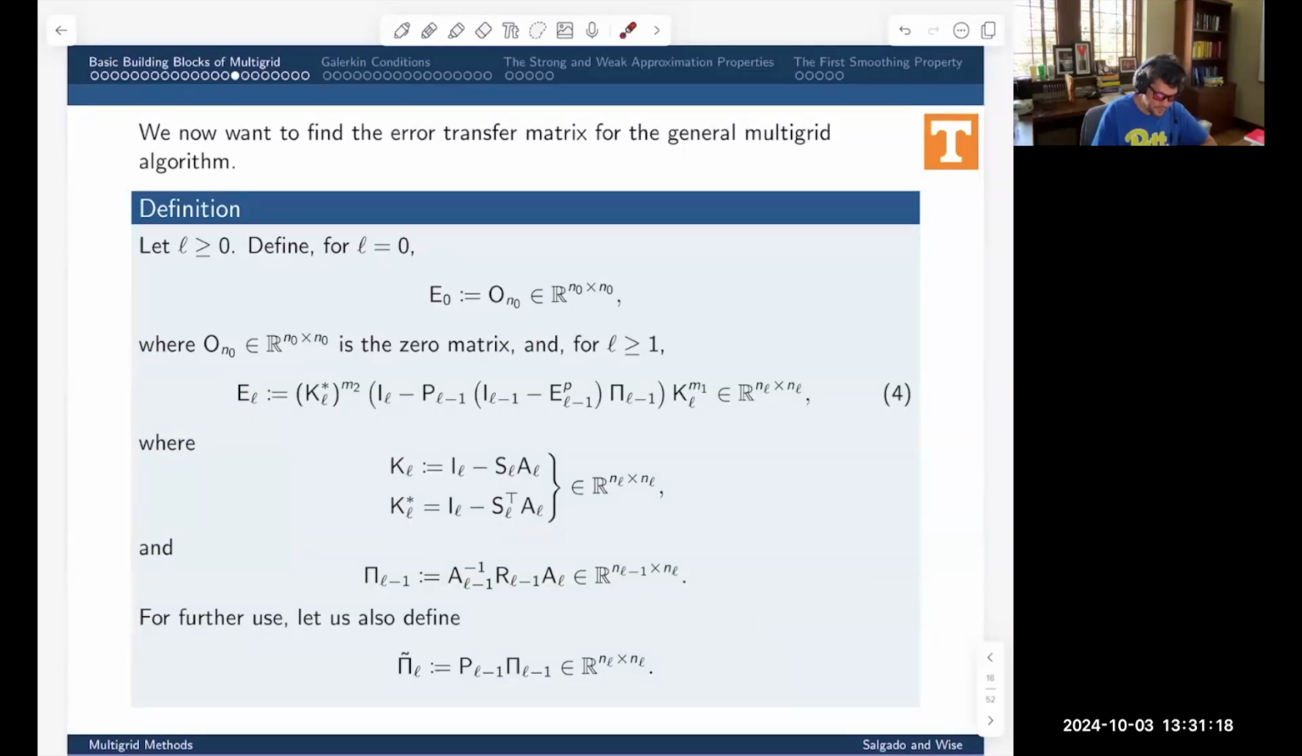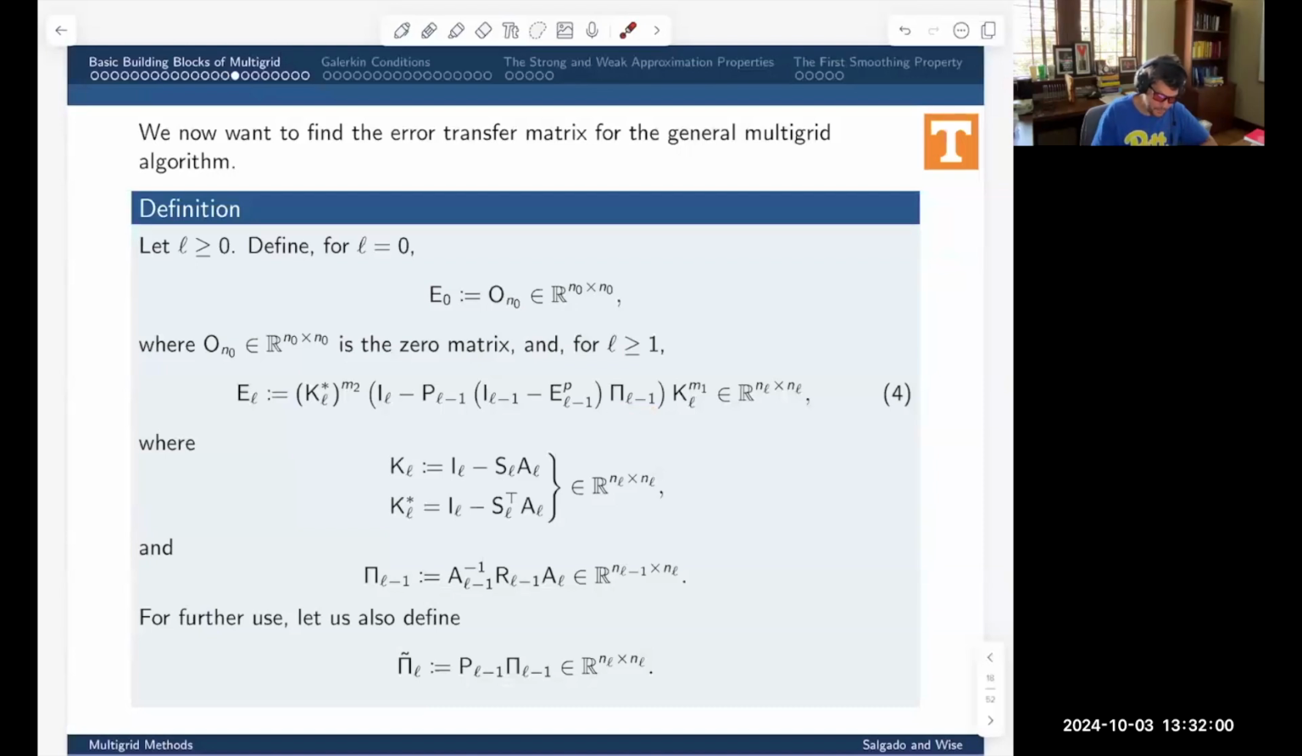Now, the hard stuff is everything that's defined in here. That's kind of the new stuff as well. All right, so the stuff in the middle is I_L minus the prolongation matrix P_{L-1}. Remember, this pushes stuff from the coarse level L minus 1 up to the fine level L, times I_{L-1} minus E_{L-1} raised to the P power. Okay, we'll get into what this is. And then finally times Pi_{L-1}.